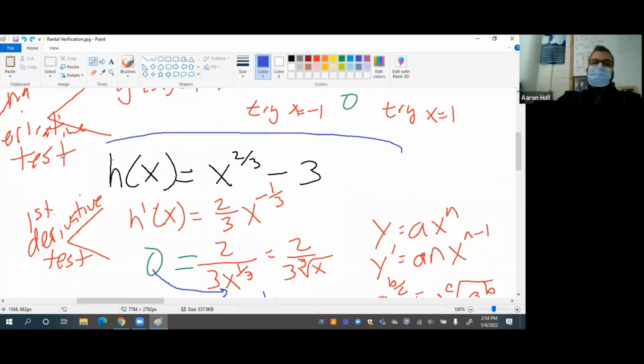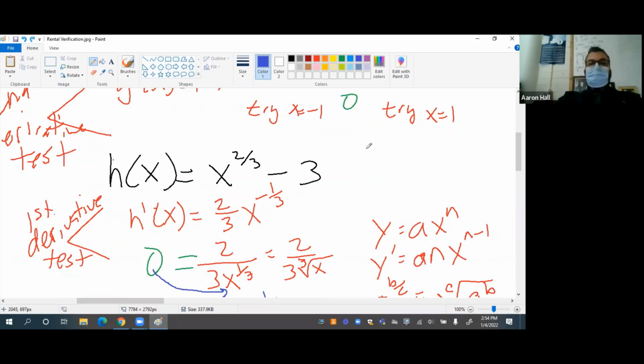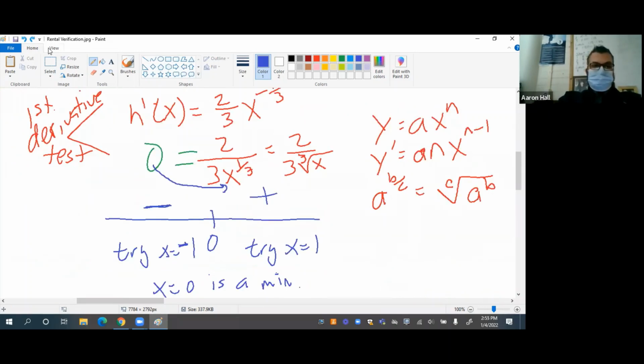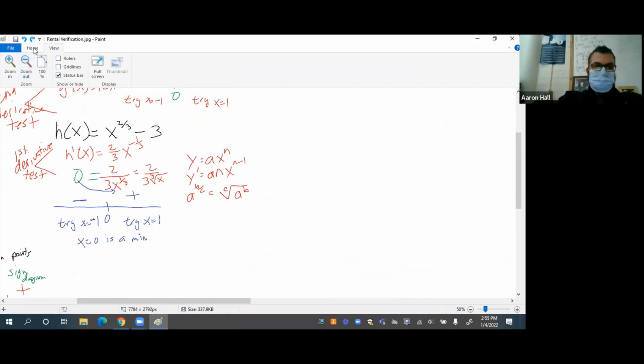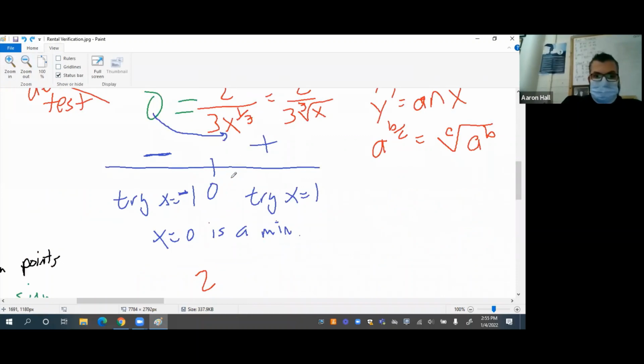Now let's explore this further by finding the second derivative. So now we're going to do the second derivative test. The second derivative.